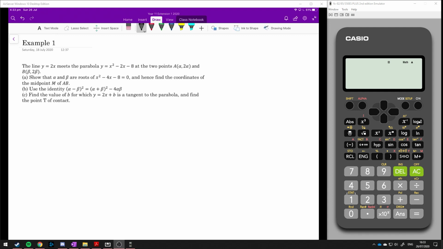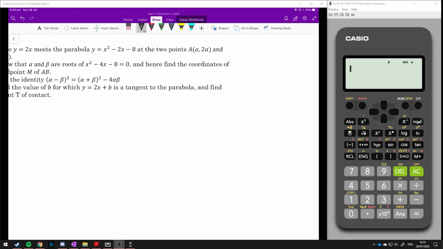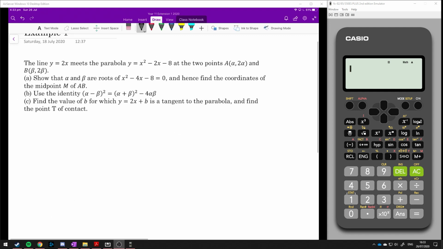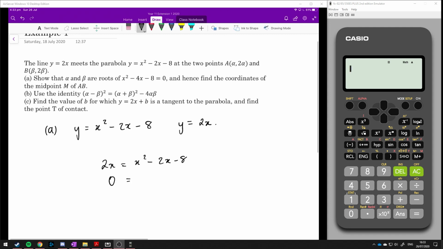As I just said, the midpoint is the average of the intersection of the two curves. So we're going to start off by looking for the intersection of the two curves. We've got y equals x squared minus 2x minus 8, and y equals 2x. So I can make these two equations equal to each other: 2x equals x squared minus 2x minus 8. Then by moving the 2x to the right hand side, we get 0 equals x squared minus 4x minus 8.